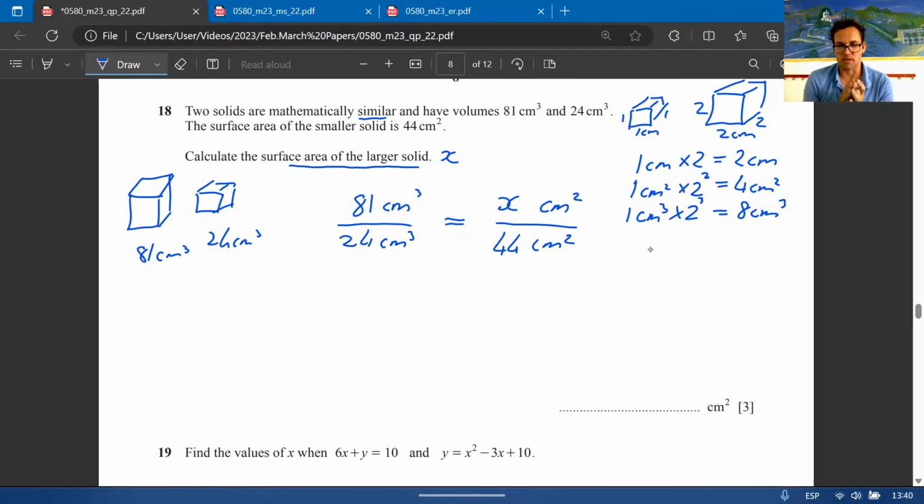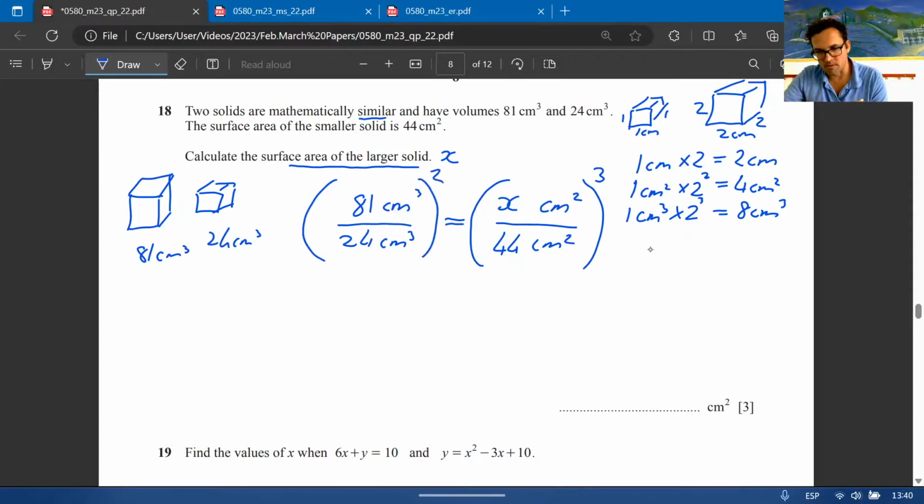Okay, and the best thing to do here is do the following. Stay with me. Okay, because we have volume scale factor on the left, we need to cube the scale factor on the right. And because we got area scale factor on the right, we need to square the volume scale on the left. Does that make sense? Okay. Now, of course, I wrote the units, but we don't use the units in the calculation. It simply tells us what we're working with here.